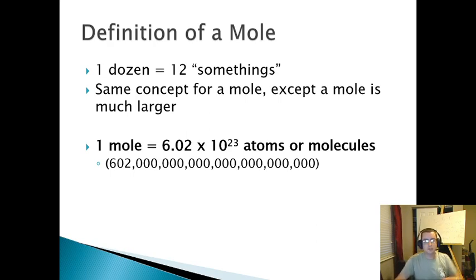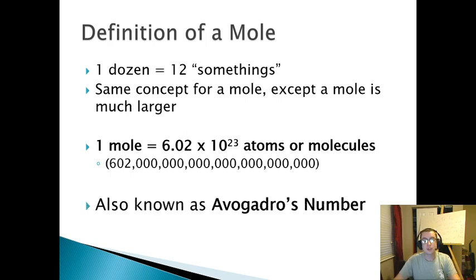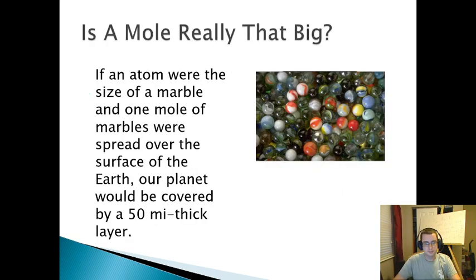And taken out of scientific notation, you can see how big that number is. It's massive. So this is, again, why we wanted to make sure that we got scientific notation down before here, so that you have an idea of how big a mole actually is. This is also known as Avogadro's number. So anytime you hear Avogadro's number, you're going to think 6.02 times 10 to the 23rd.